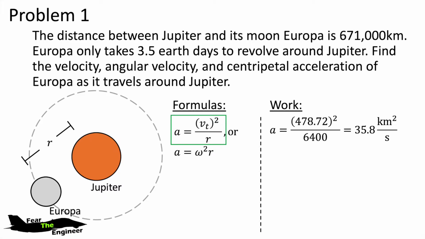For the direction, we know that the acceleration of a particle with uniform circular motion points toward the center of its path. That means the direction is always toward Jupiter. That's it for problem 1.